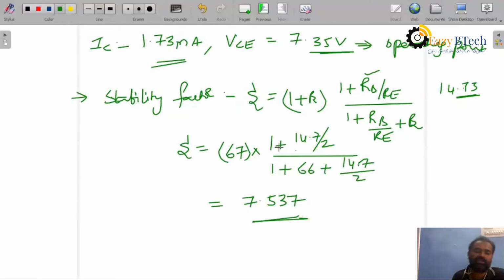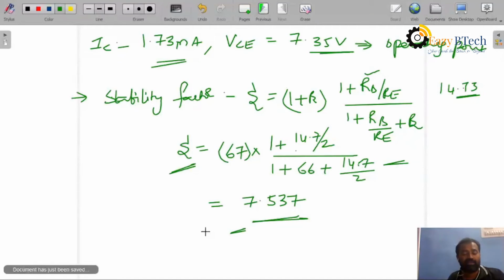By substituting these values, you will get the stability factor as 7 point something. You can see how the stability factor is reduced. Okay, by using this self bias or voltage divider bias or emitter bias circuit, the stability factor is minimized very much. That is why it is widely used.